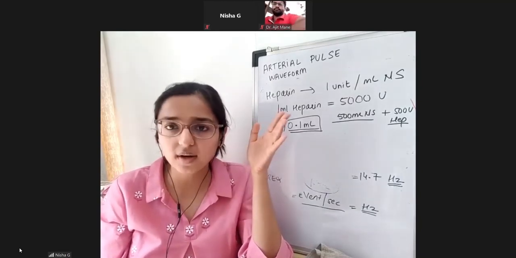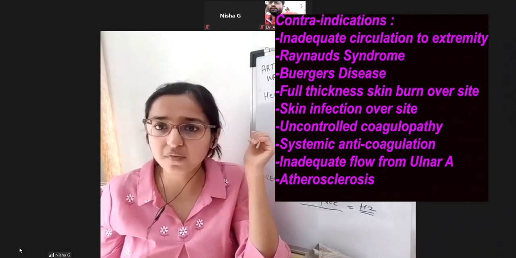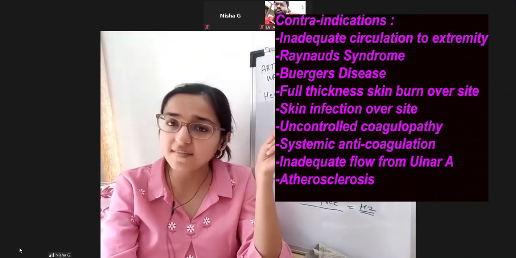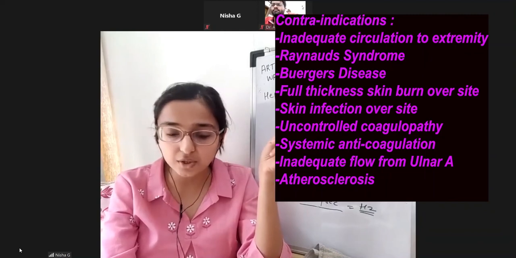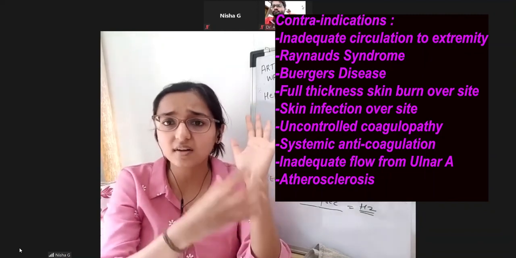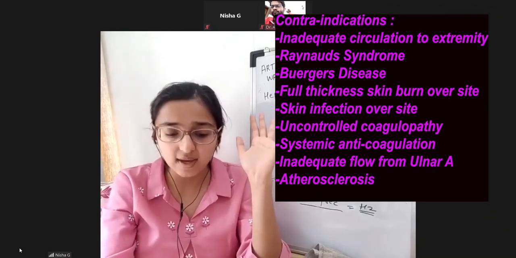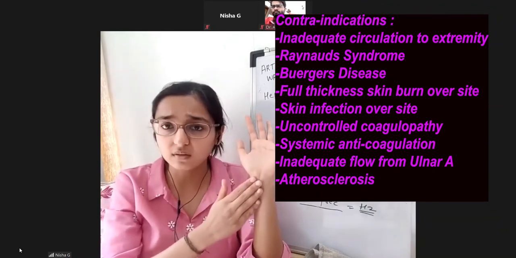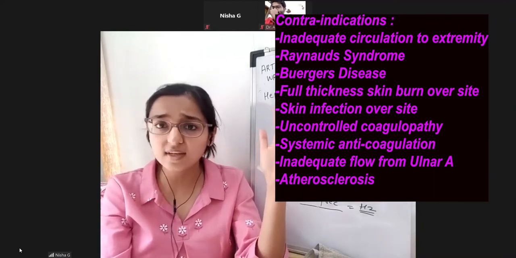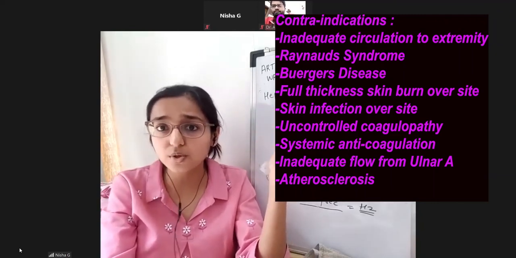Then there are some contraindications where you should not use. Suppose a patient is having Buerger's disease or Raynaud's. Already circulation is compromised, right? If the patient is having full thickness burnt and scarred tissue, you can't. If the patient is having infection over here, you can't. If the patient is having uncontrolled bleeding, PT-INR and everything is deranged, platelets are deranged, imagine how are you going to stop arterial bleeding?